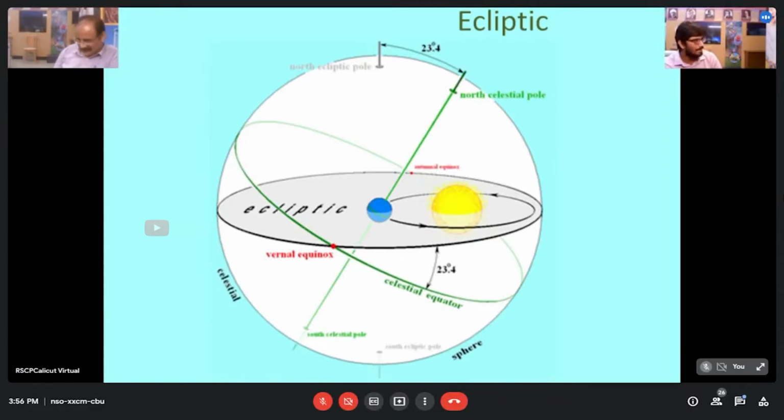Yes. So it's like the sun's rays will be perpendicular to the... Yes, exactly. We will come back to it. That is a very important point. We will be coming to that.